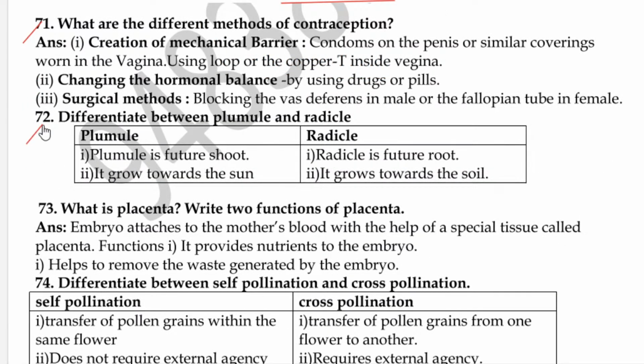Question number 72. Differentiate between plumule and radicle. Plumule is the future shoot. Radicle is the future root. Next one, plumule, it grows towards the sun. Radicle, it grows towards the soil.